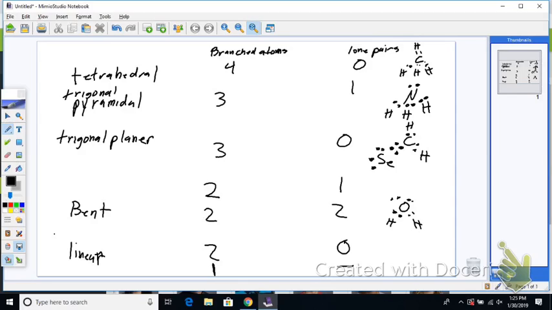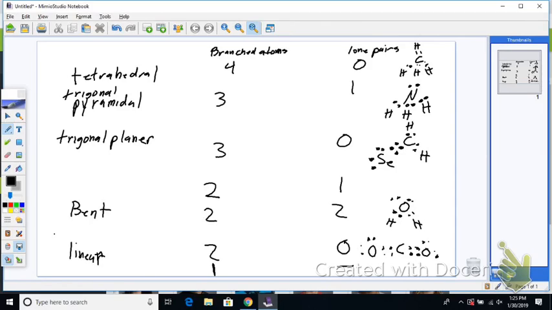So the one that's 2, 0, that's linear, would be like CO2, where it has 2 double bonds. That would be an example of linear.